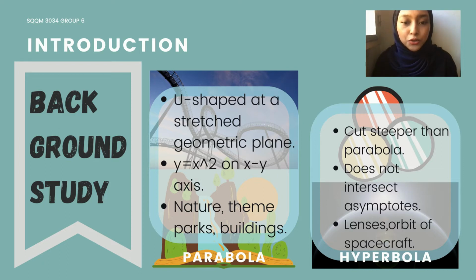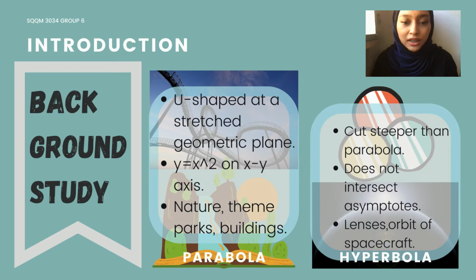So parabola is a U-shape on a stretched geometric plane. According to mathematicians, they discovered the formula y equals x squared on the xy axis. In real life, parabolas can be found in nature, theme parks and buildings. As an example, when riding a roller coaster, the rising and falling path that the roller coaster takes is actually a parabolic track.